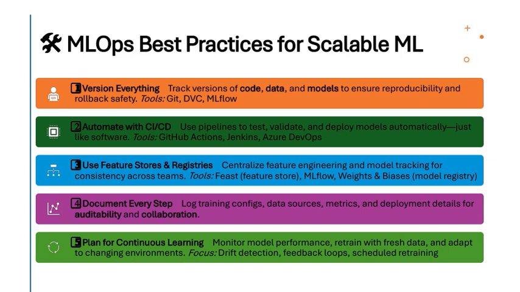Scalability also means designing systems that can handle increasing data volume and user demand efficiently. Finally, fostering a culture of collaboration between data scientists, engineers, and operations teams ensures smooth communication and faster problem resolution. All of these practices connect back to our overall goal, creating robust, scalable ML systems that deliver consistent value.